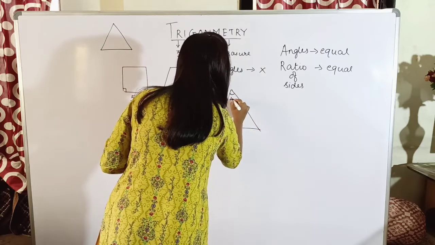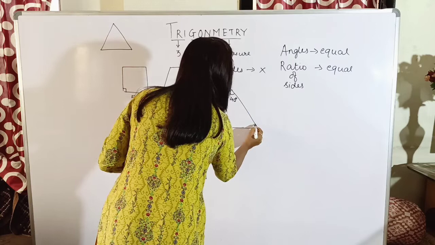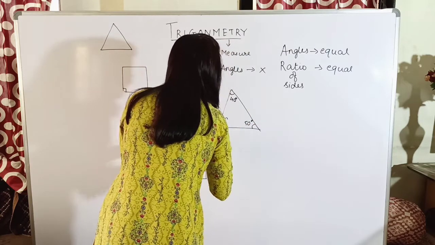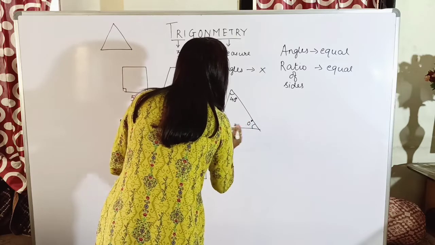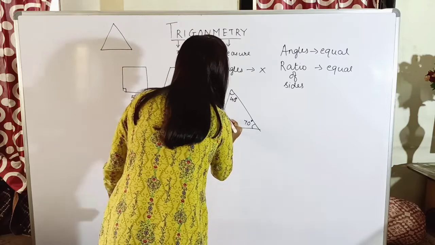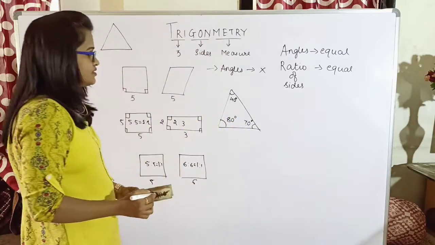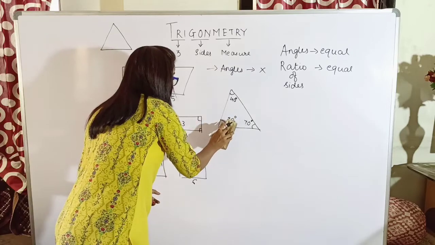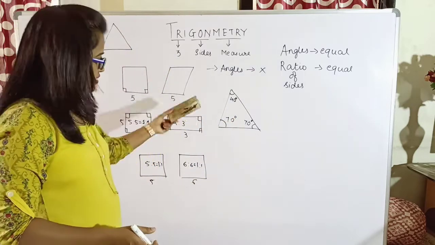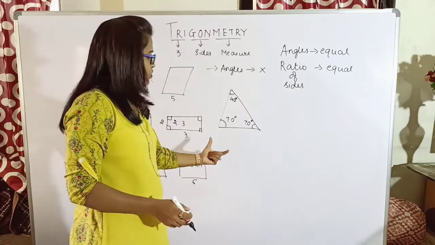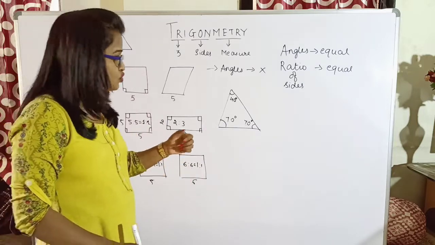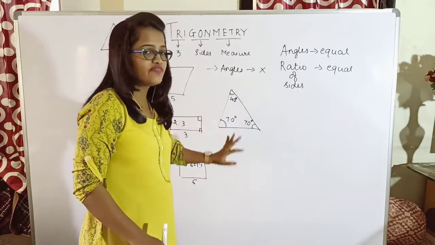Okay, suppose this angle is 40 degrees. Then this angle is 50 degrees. And this angle is, no, wait. Let us take this angle as 70 degrees. So 40 plus 70 is 110, and suppose this angle is 70 degrees. Right? So now, is there any other shape of a triangle whose angles are 40, 70 and 70?